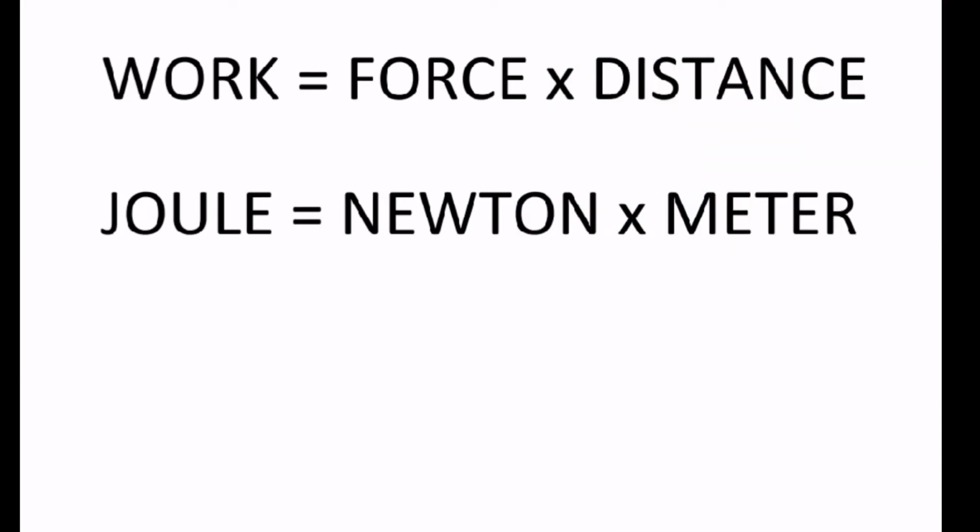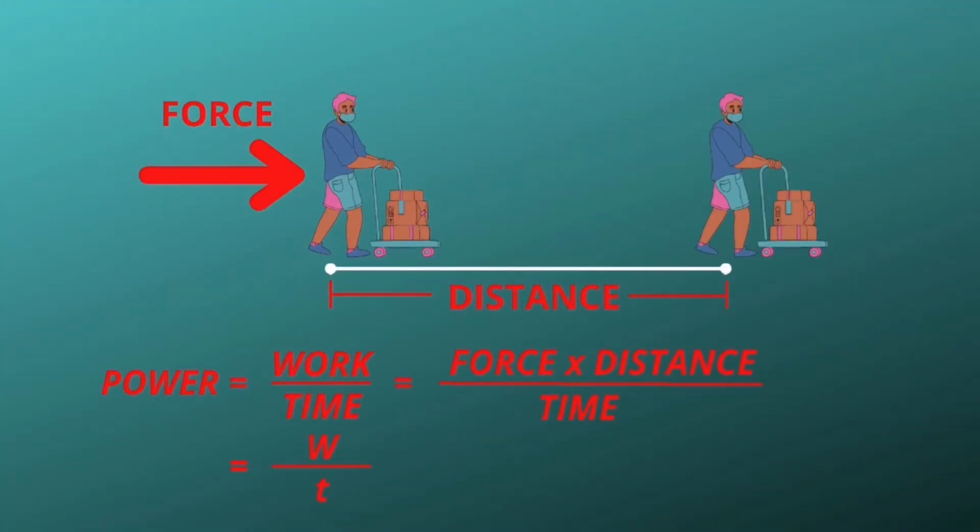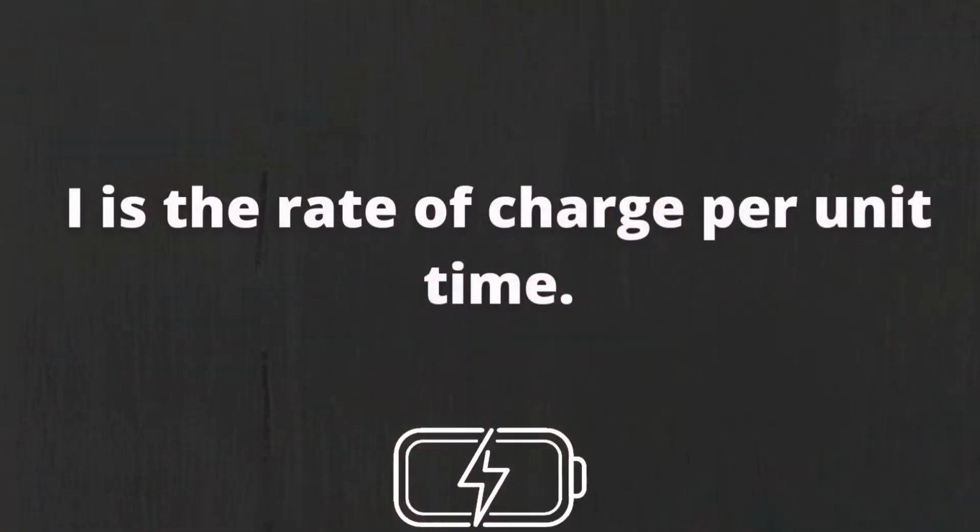As a summary, guys, work is equal to force times the distance. The unit of work is 1 joule, and 1 joule is equal to 1 newton meter. So okay guys, as a summary, power is equal to work divided by time, and work is also equal to force times the distance. So we move on to the next topic, guys.